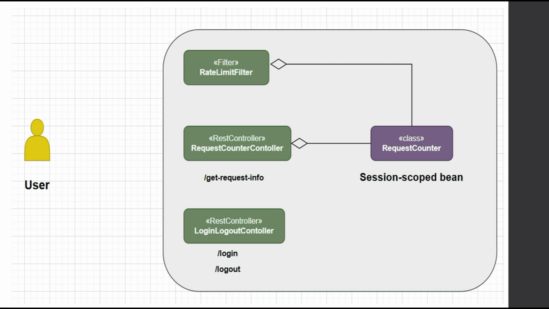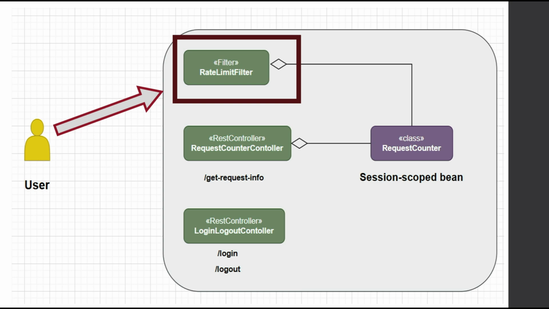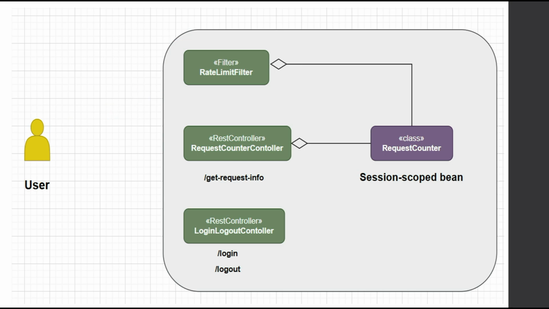When a user sends a request to the application, the request is intercepted by the rate limit filter. The rate limit filter validates whether the request count has reached the predefined limit or not. If the request count is below the threshold limit, then the request is forwarded to the request counter controller. If the request count exceeds the predefined threshold limit, in that case, the request is throttled. The rate limit filter validates the request count for authenticated users only.